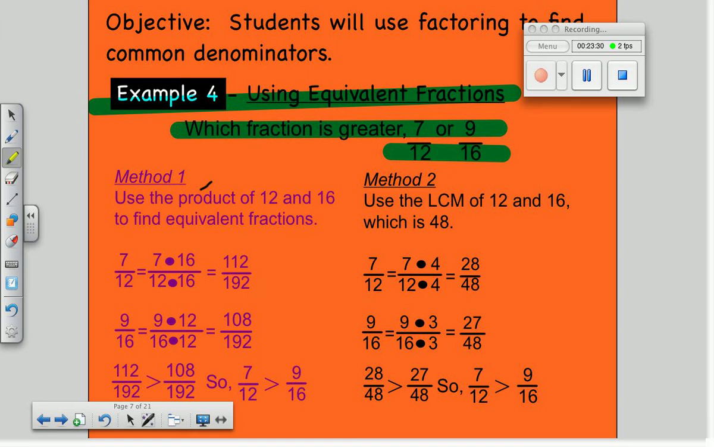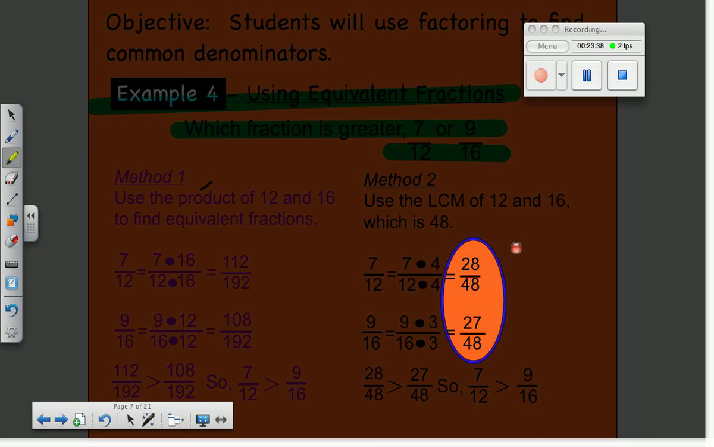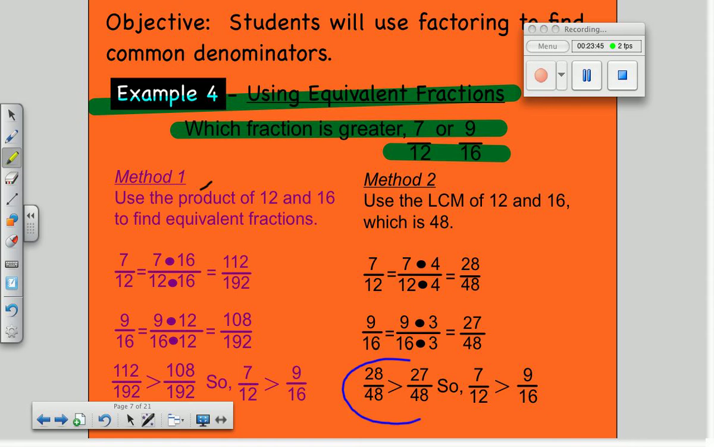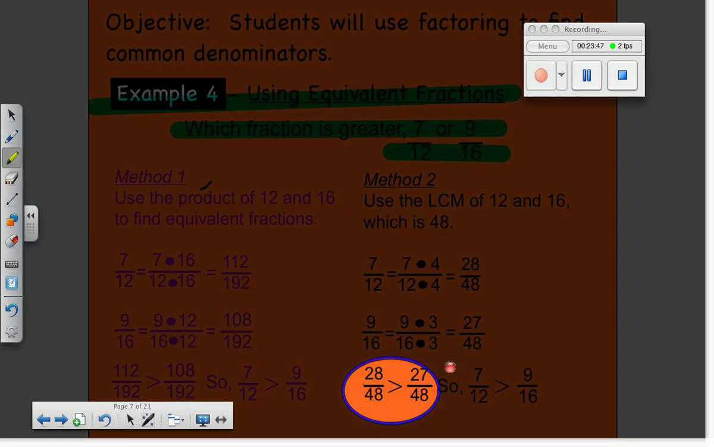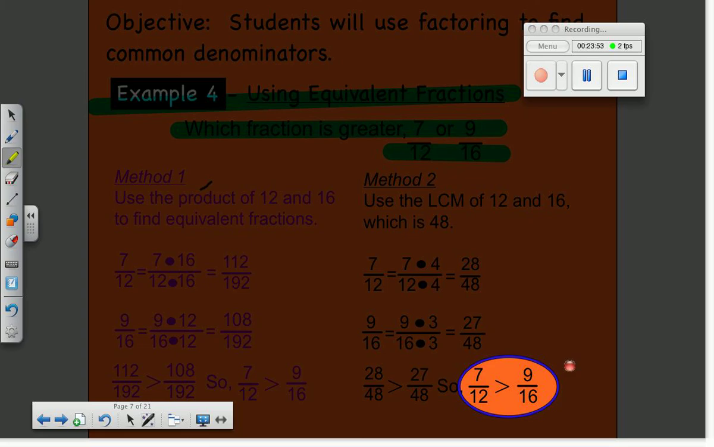Okay? So since those are the same now, I can compare these two fractions. Which one is greater, 28 over 48 or 27 over 48? 28 over 48 is greater. So since 28 over 48 is greater than 27 over 48, that means 7/12 is greater than 9/16. Okay? All right.